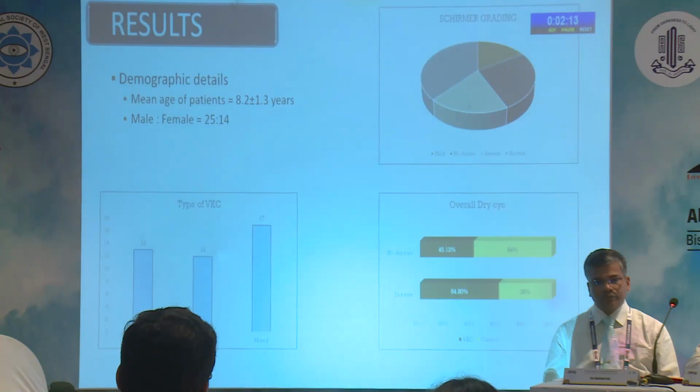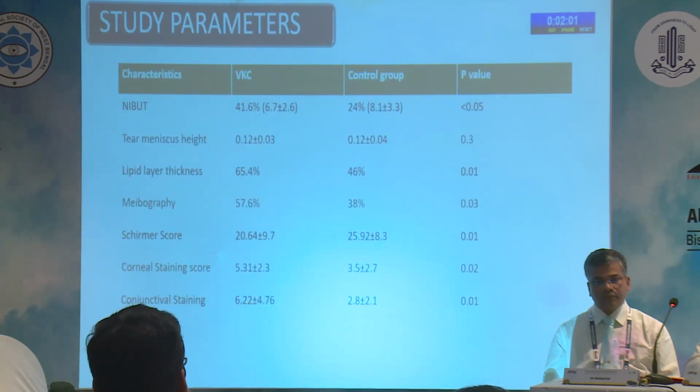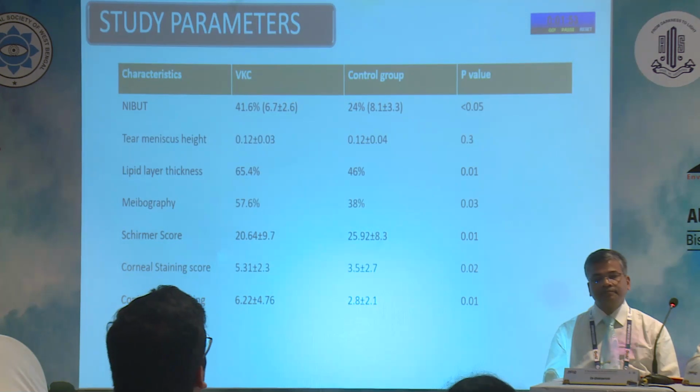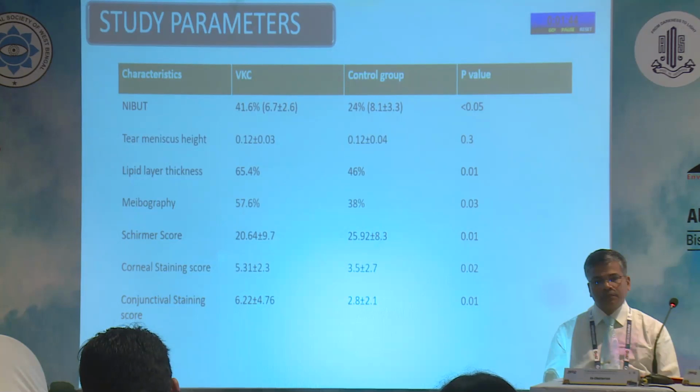Our results show that the commonest VKC was the mixed type. Schirmer grading was, however, only positive in 40% of patients, whereas overall dry eye in VKC patients was 54.8%. When we compare all the other study parameters, you will note that non-invasive breakup time was positive in VKC patients 41% versus 24% in controls. Lipid layer thickness was abnormal in 65% of VKC, and in control it was 46%. Meibography scores were 57% abnormal in VKC versus 38% in control.